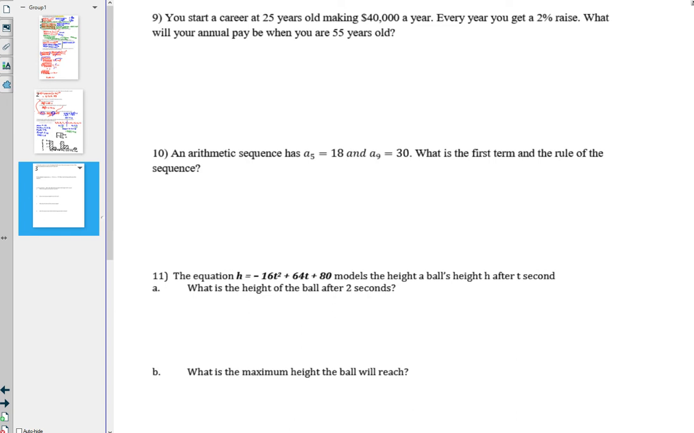You start a career at 25 years old making $40,000 a year. Every year you get a 2% raise. What will be your annual pay when you are 55 years old? How much time is there between 55 and 25? So the amount after 30 years is equal to what you started with, which was 40,000 times.